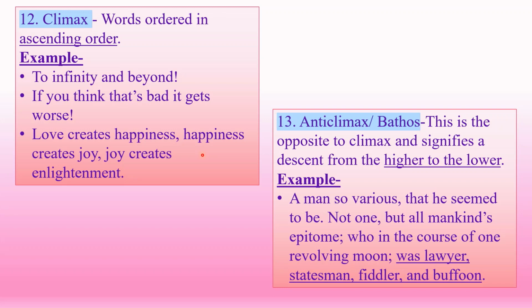On the other hand, anticlimax is just opposite of the climax. Anticlimax is also known as bathos. This is the opposite to climax, signifies the descent from higher to the low. A man so various that he seemed to be not one but all mankind's epitome, who in the course of one revolving moon was lawyer, statesman, fiddler, a buffoon. So this order is in decreasing importance. So that's about climax and anticlimax.